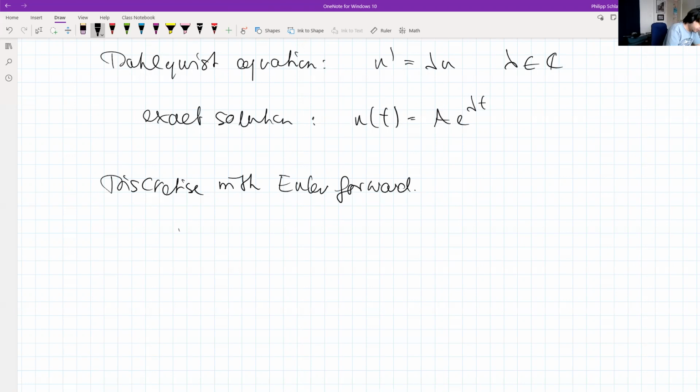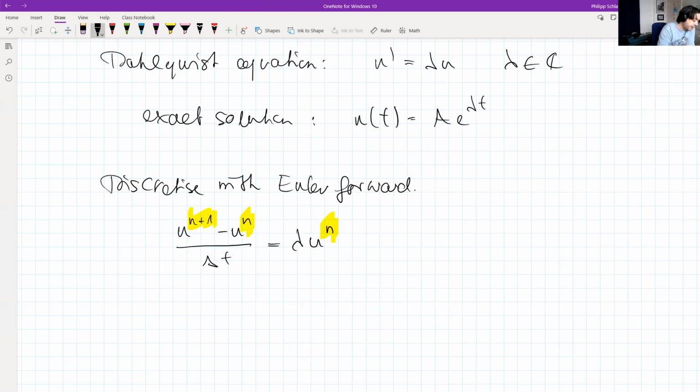So in this case, it would simply give u^(n+1) minus u^n divided by delta t is lambda times u^n. Note that I use the time level n and the time level n+1, and the right-hand side is evaluated with time level n. So that means that this is an explicit scheme.